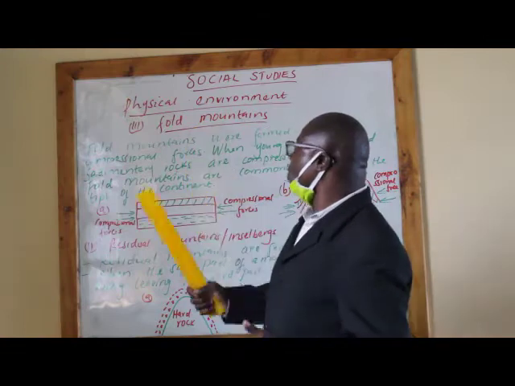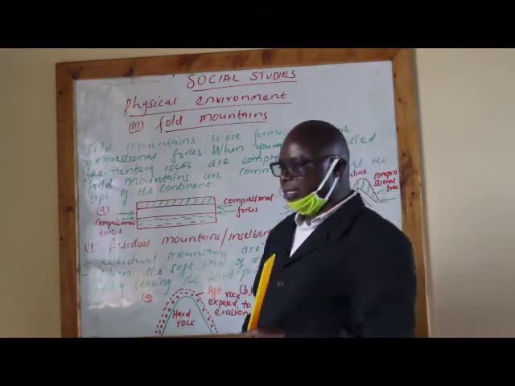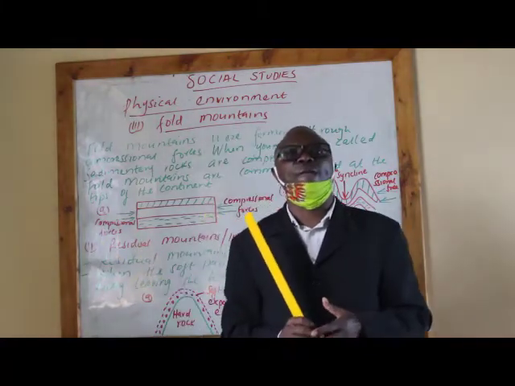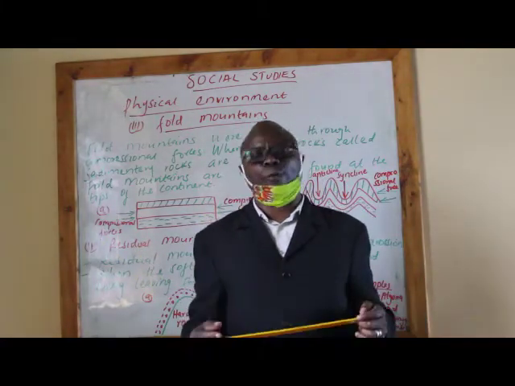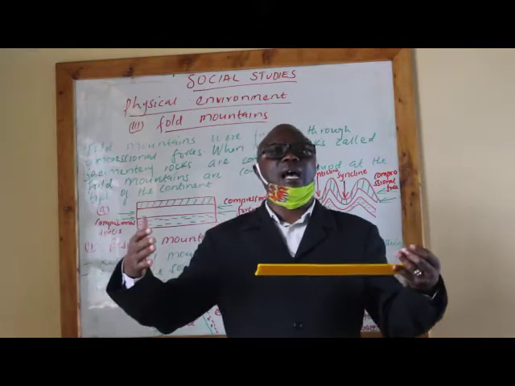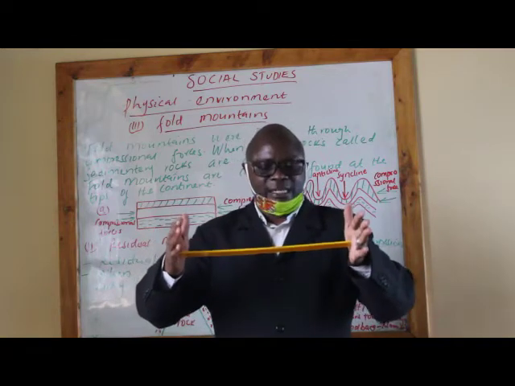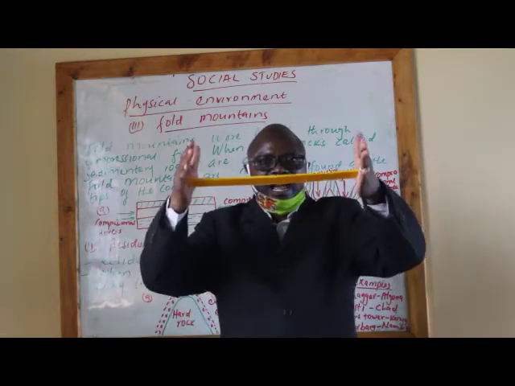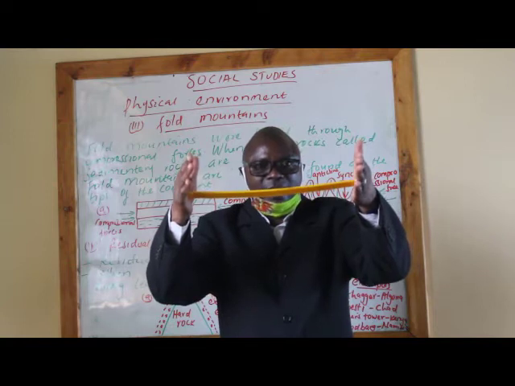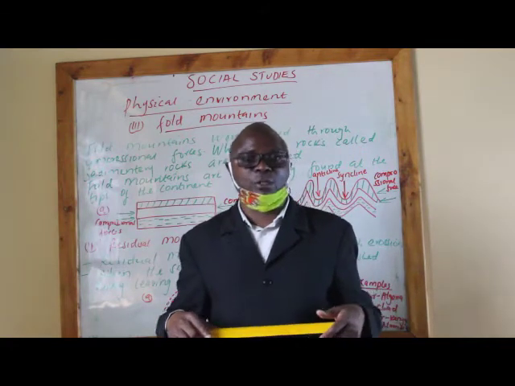Today we want to look at the third type of mountain, known as fold mountains. Now, fold mountains were formed as a result of compressional forces. These are forces being exerted from either side towards the center, like the way I'm demonstrating. So this is what we call compressional forces.